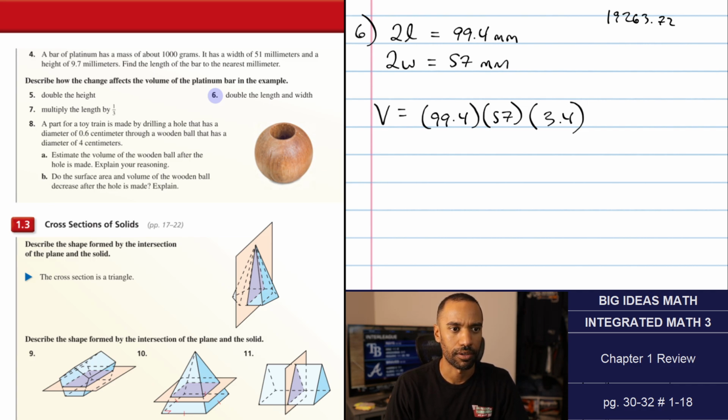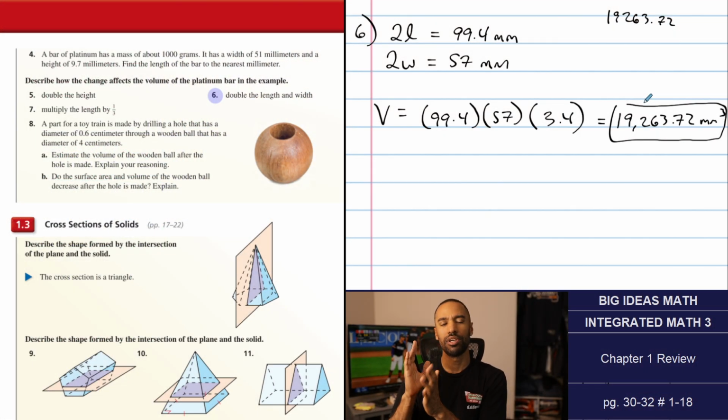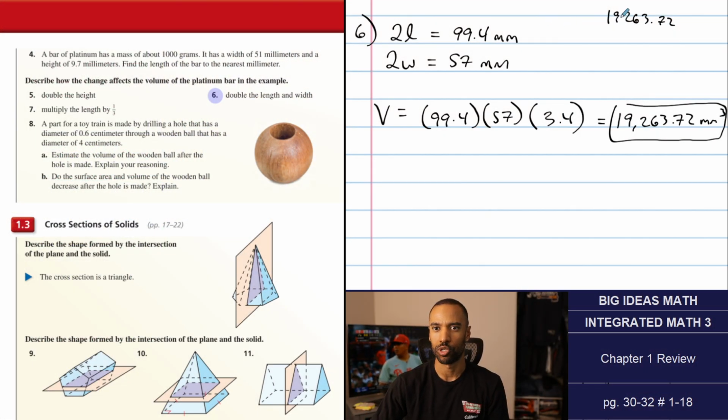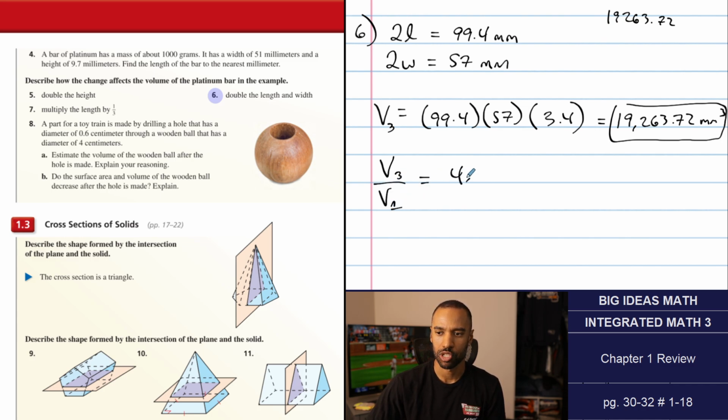So let's go to calculator. 99.4 times 57 times 3.4. 19263.72. Yep. 19,263.72 cubic millimeters. Now, that's the volume, the question they're asking once again. And again, I don't know if you're allowed to do what I'm doing here. This is that number times 4, the original volume. So that's where we're getting, I'll call this V3. V3 over V1 is 4 times as much, quadruple. Because we're doubling not every dimension, we're doubling 2 of them.